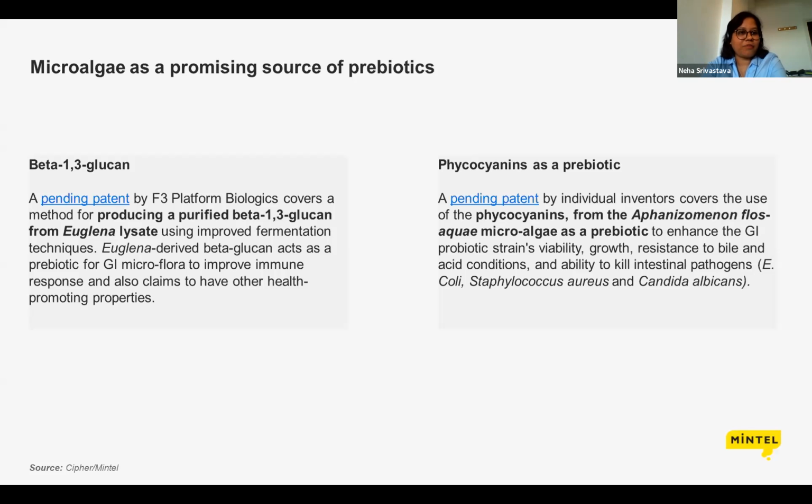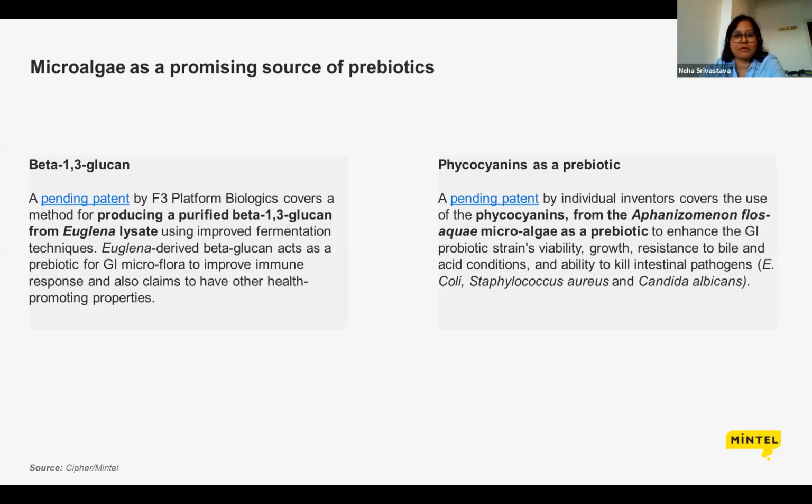There are a couple of patents which cover the use of microalgae to produce prebiotics. For example, F3 Platform Biologics has a pending patent for a method to produce beta glucan from euglena, which is a microalgae, and it can be used for improving gut health and also improving the immune response, which at present is very important because of the COVID-19 pandemic.